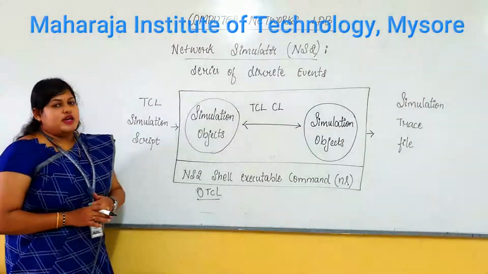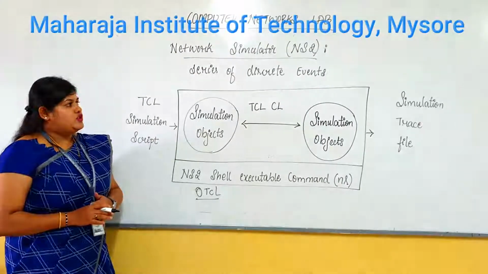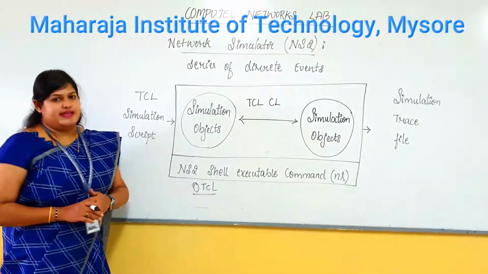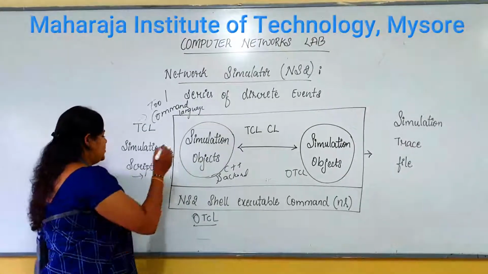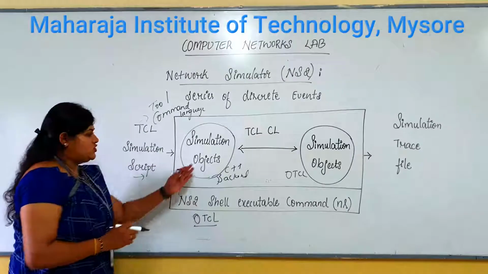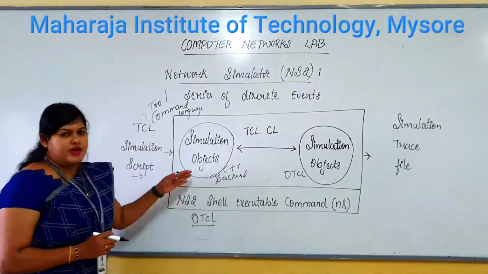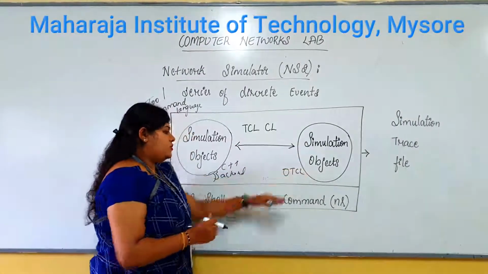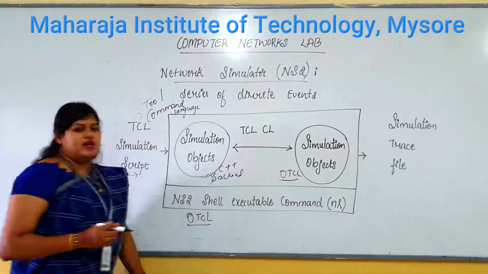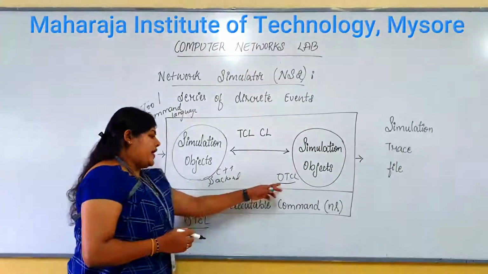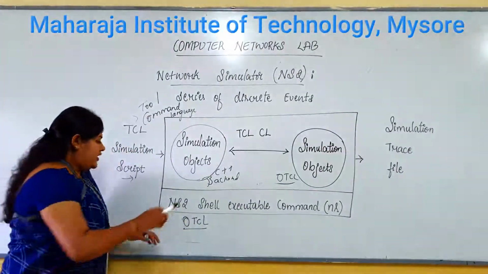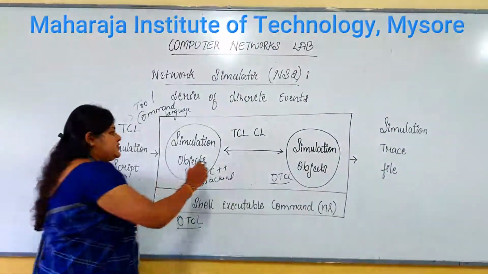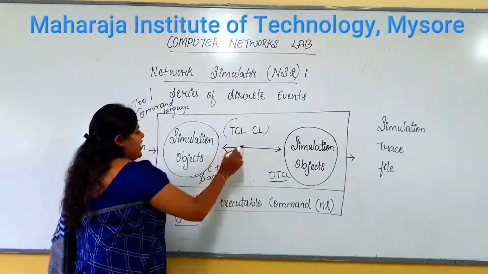This NS2 network simulation is implemented in the languages C++ and OTCL. We have the simulation script and we have the simulation objects. One plays the backend, that is C++, and the other end is the simulation object, which is called OTCL, the object-oriented Tool Command Language. That will be followed under the NS2 shell execution command, that is NS. So what is this TCL and C++, which is bidirectional?